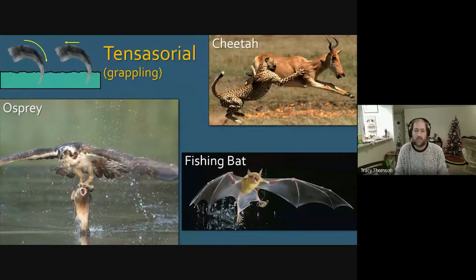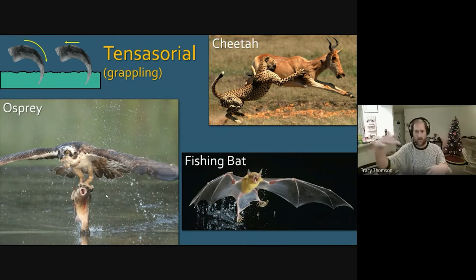And then there's this really cool category that I call Tensasorial. This is the grappling category. Things like cheetah and osprey. These are animals that actually pierce the flesh or pierce the object with the claws, and then they act like Velcro, where they grip and grab hold of that object with this grappling motion. Really interesting. There are several species called fishing bats that will use this on their legs.